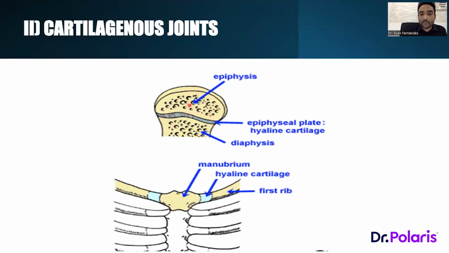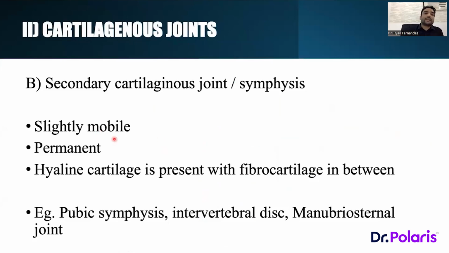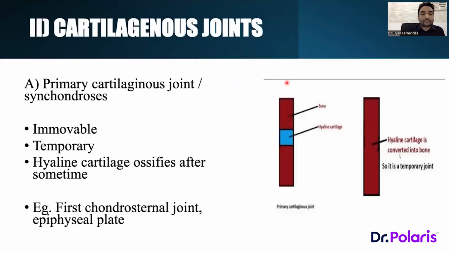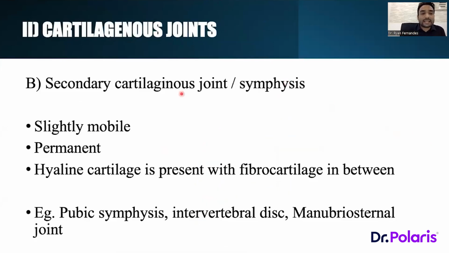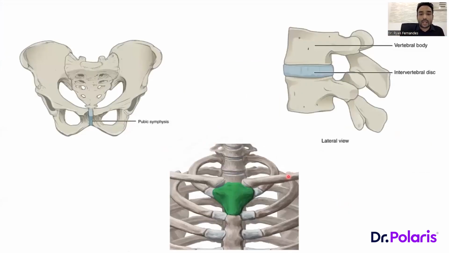So this is one. And the second one is manubrium and the costal cartilage, that is the hyaline cartilage. Then comes secondary cartilaginous joints, that is the symphysis. So this was synchondrosis, and these are the symphysis. These are slightly mobile, permanent. Hyaline cartilage is present with fibrocartilage in between, seen at the pubic symphysis, intervertebral disc, and manubrium-sternal joint. So these are the examples of symphysis.